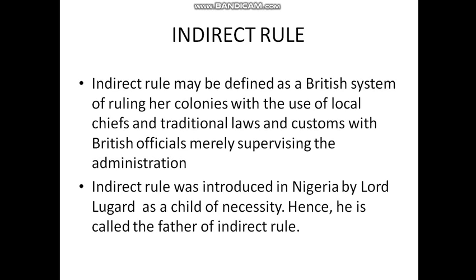It's a system whereby the British rule over their colonies. These are the areas that they've been able to put under their care, under their custody, the areas that they've been able to colonize and marginalize. When traditional rulers are used to talk to their people, to announce the rules made by the colonial masters, to carry out their policies, we say indirect rule is taking place.